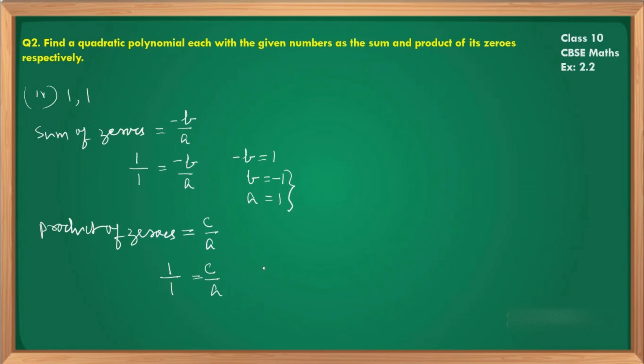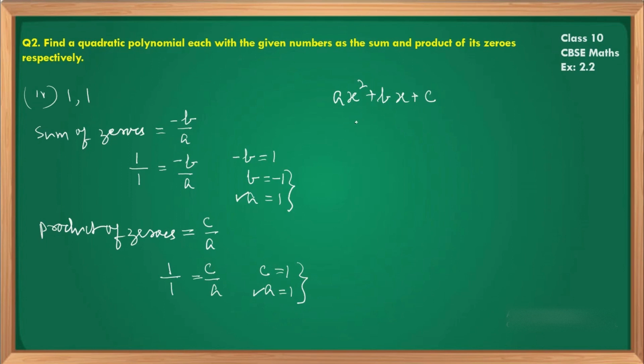Therefore, the value of c is equal to 1, a is also 1. These are the values. You can see that the value of a is 1 in the first case and it is again 1 in the second case. Therefore, you can now form the quadratic polynomial, which is ax square plus bx plus c, and this is the general form. And now we substitute the values of a, b, c.